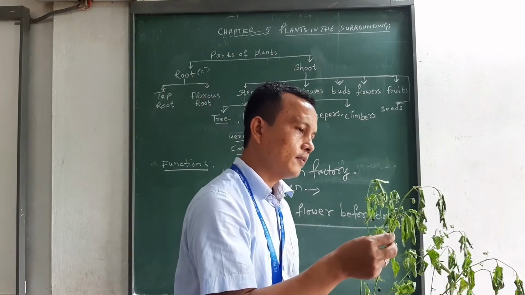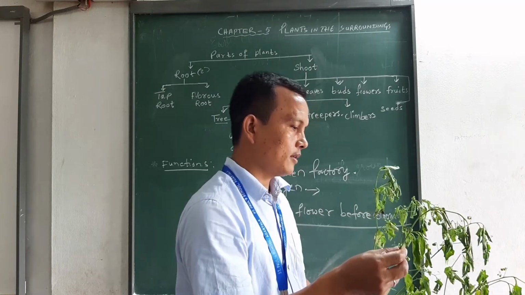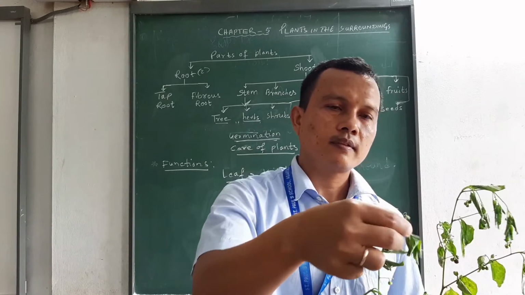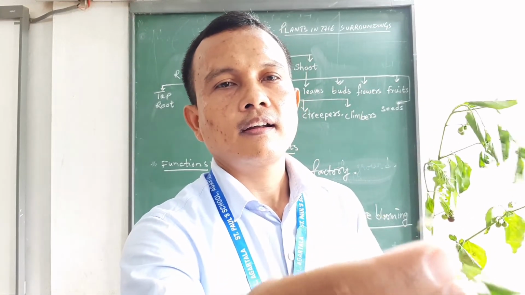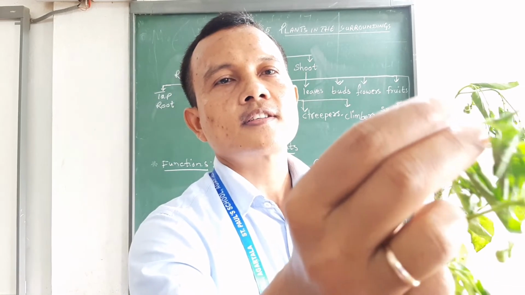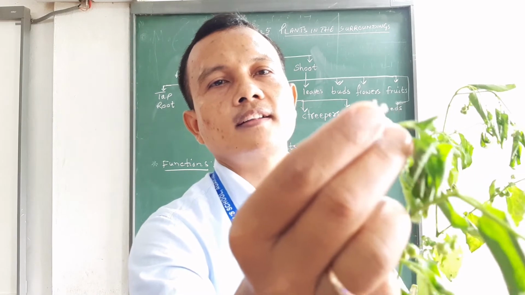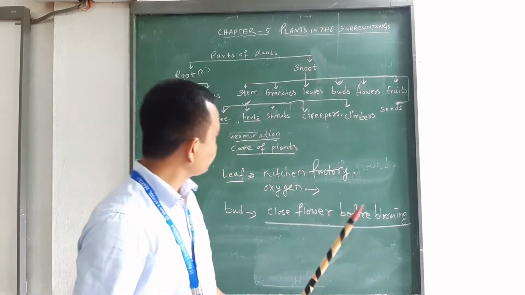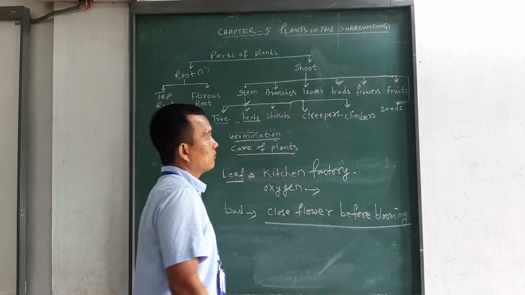I hope I can give you one example here. Yes, can you see here? Yeah, the small one here. Yeah, the smaller one. This one. This is the bud, the third one. Alright, now let us come back to flowers.